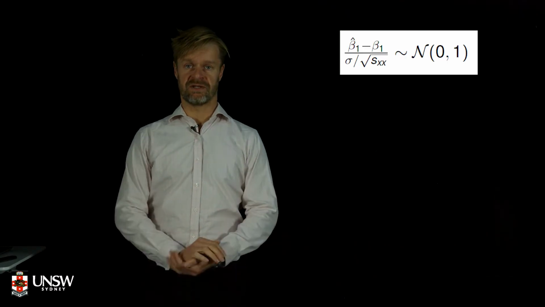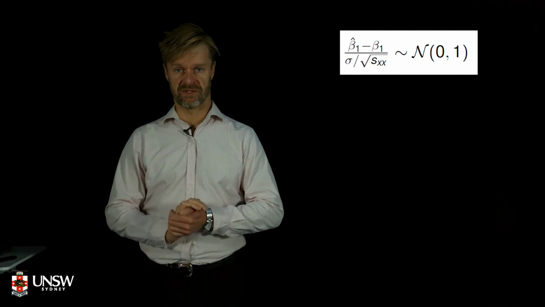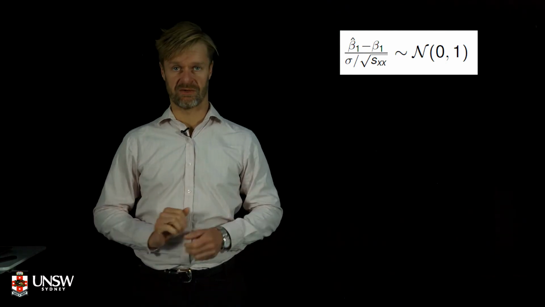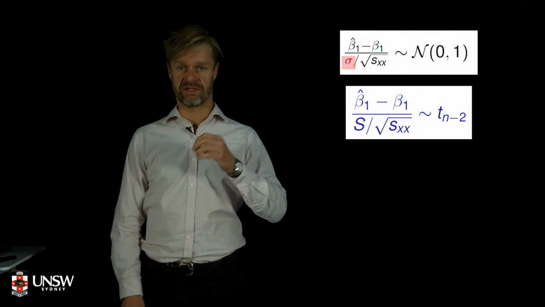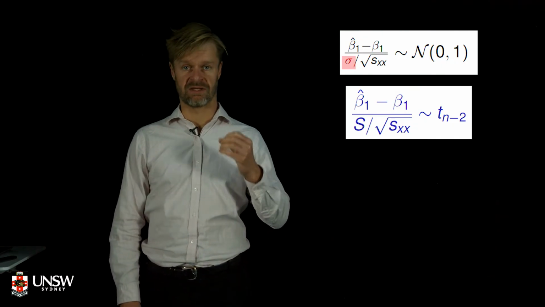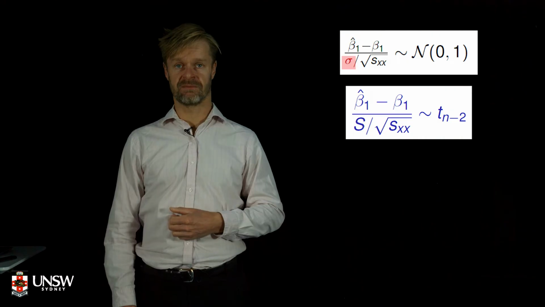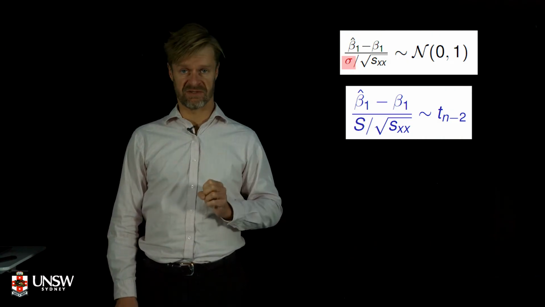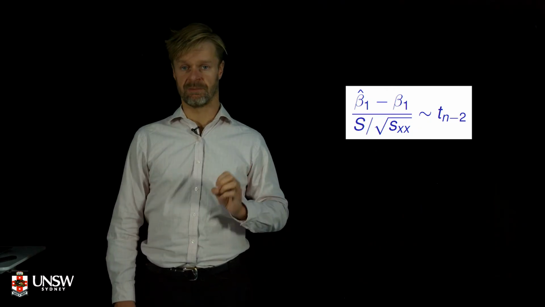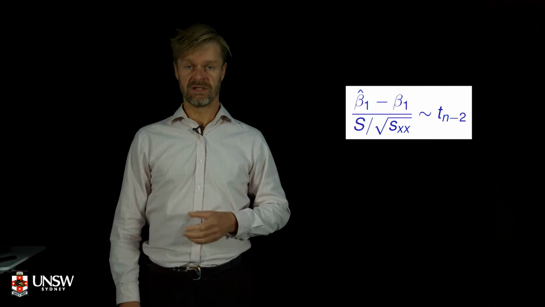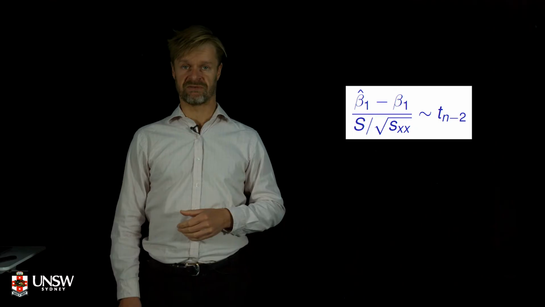We know that the estimated slope minus the true slope over its standard error is standard normal. There's a sigma in there we need to replace with an s, which was estimated with n minus 2 degrees of freedom. So our test statistic, which we get when we replace sigma with s, has a t n minus 2 distribution if our regression assumptions are satisfied.